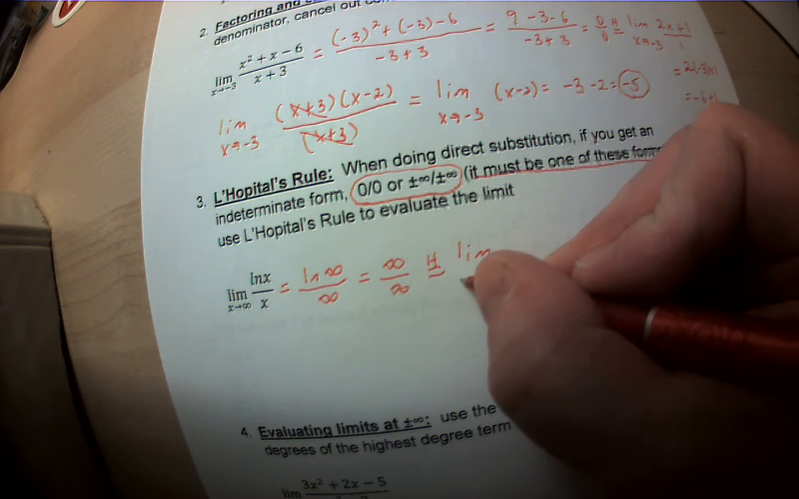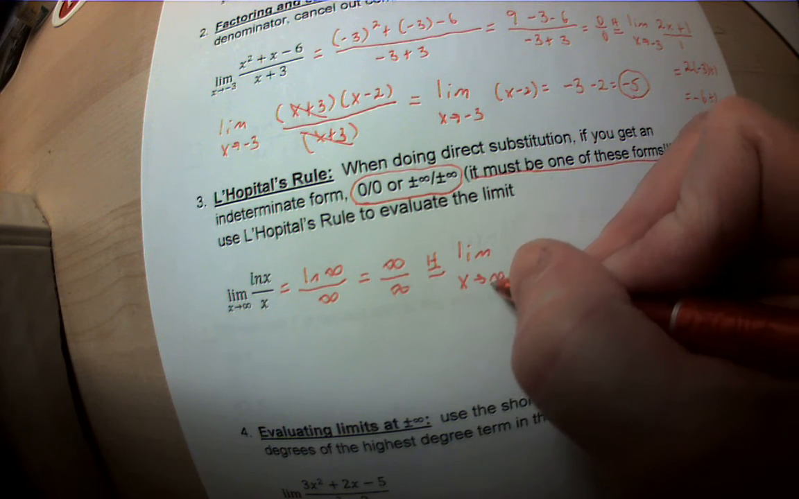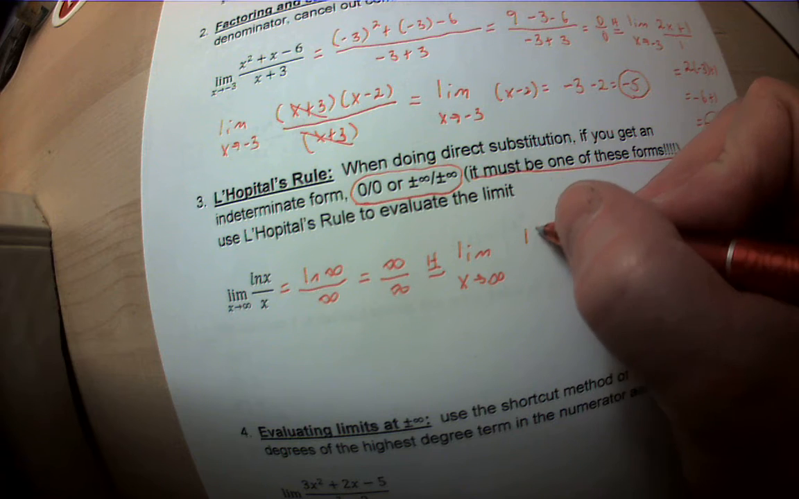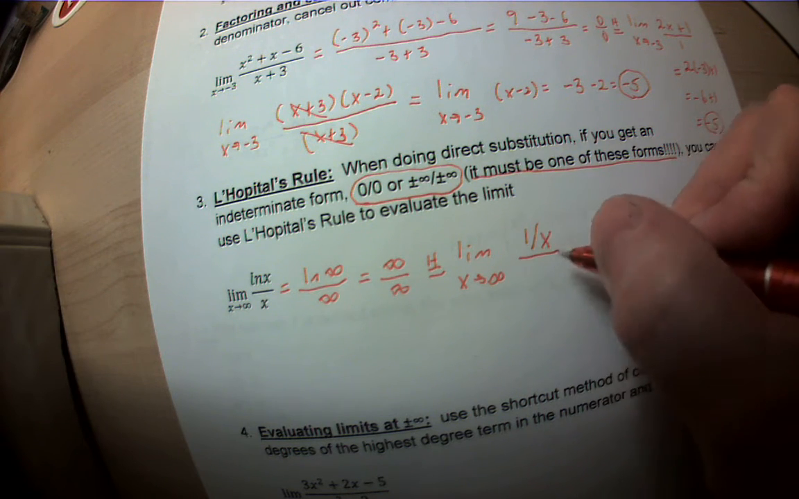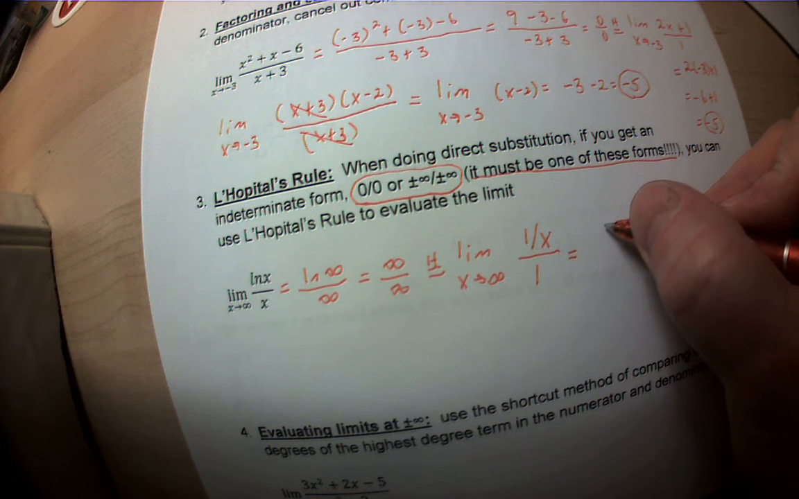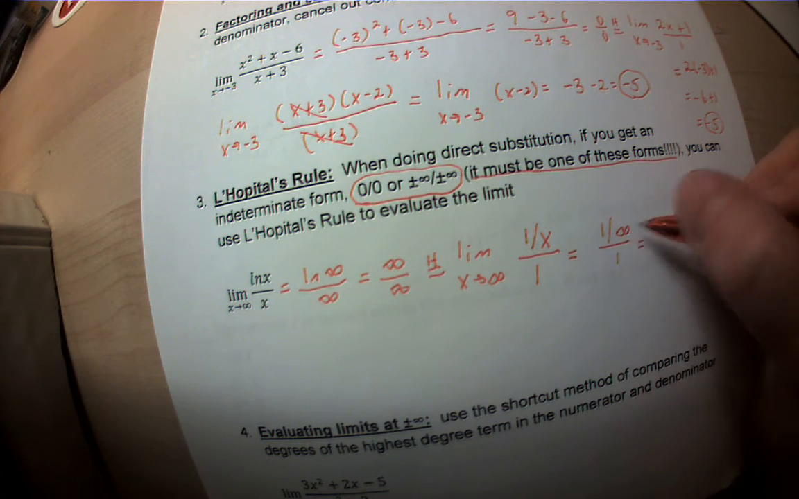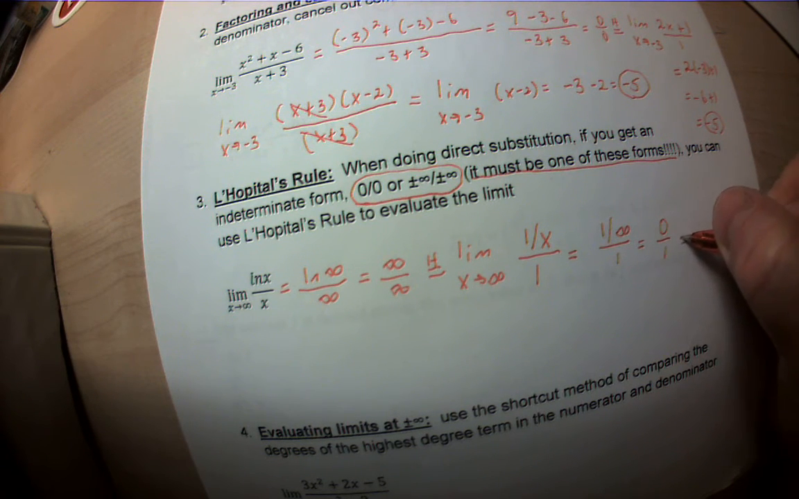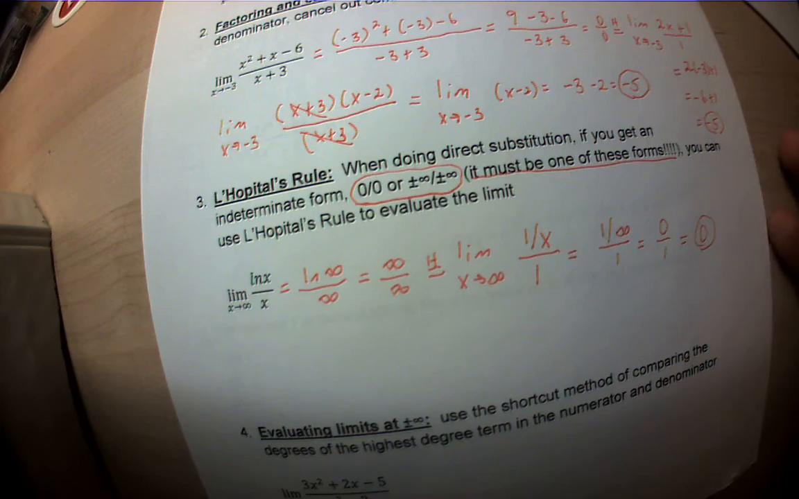You're maintaining your limit notation because you're a good calculus student. The derivative of a natural log is 1 over x. The derivative of x is 1, so I get this. It's 1 over infinity divided by 1. Anything divided by infinity, a constant, it's 0 over 1. So the answer is 0. Okay.